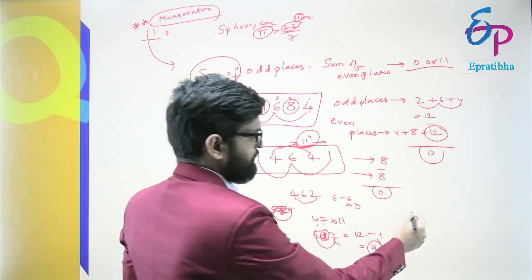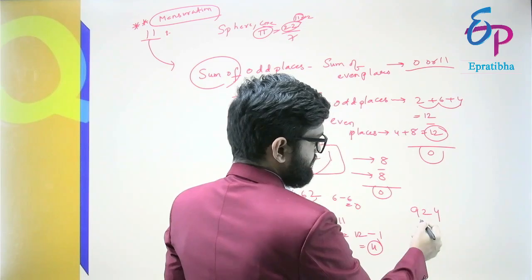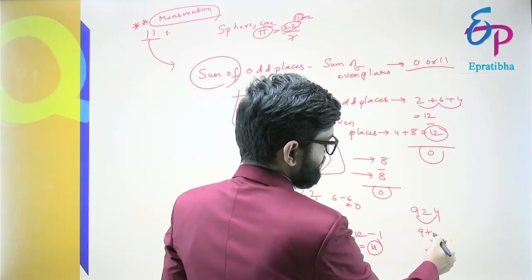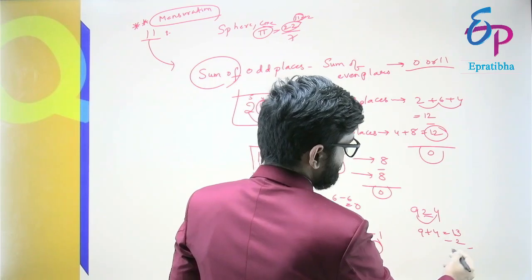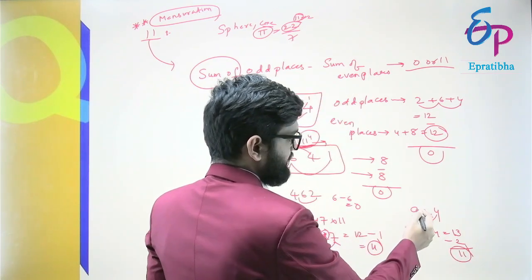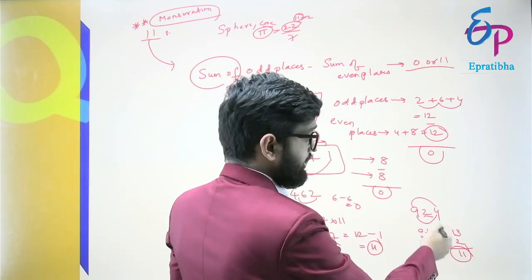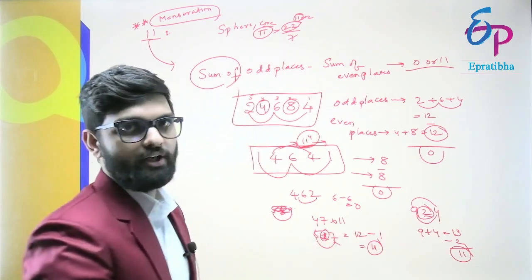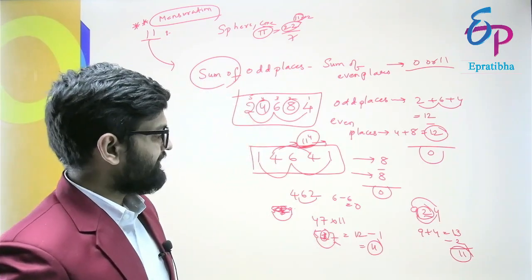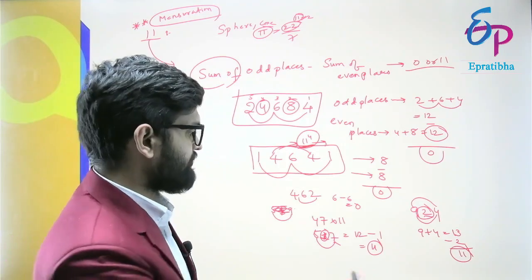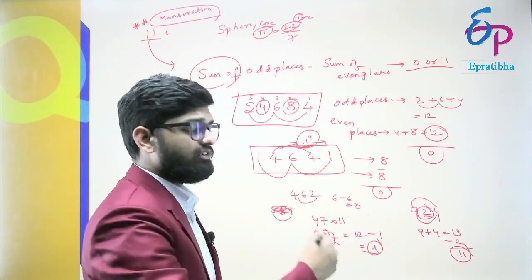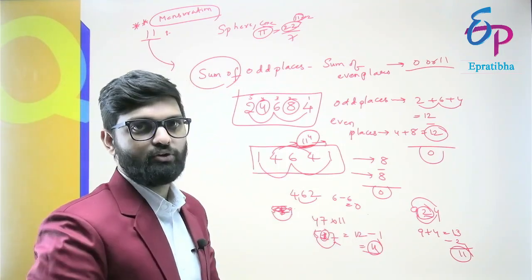So if you take one more number, 924. What is 9 plus 4? 9 plus 4 is 13. 13 minus 2 will get 11. So odd places are 9 and 4. Even place is only 2. We have only one digit there. So generally you can check alternatively. You will get 0 more times, and 11 fewer times. But you have to focus on both 11 and 0.